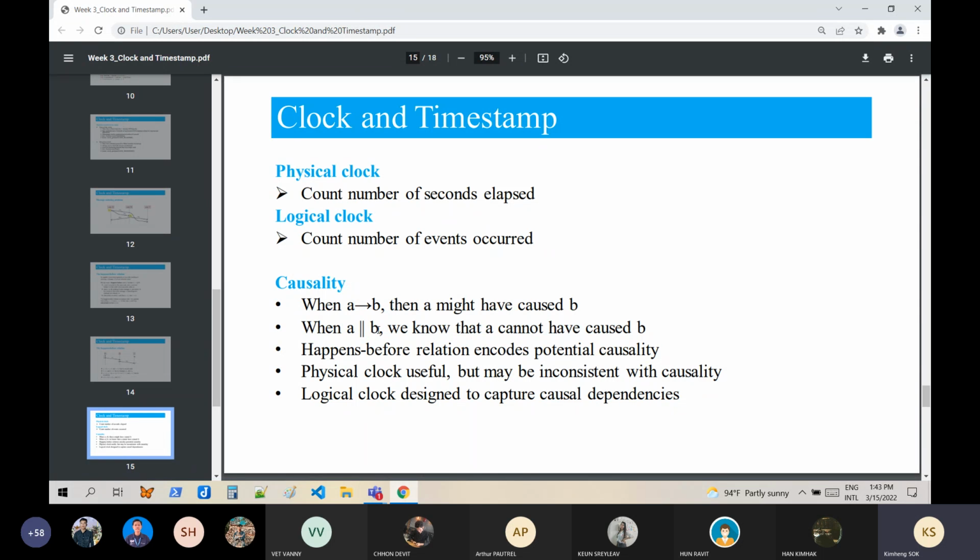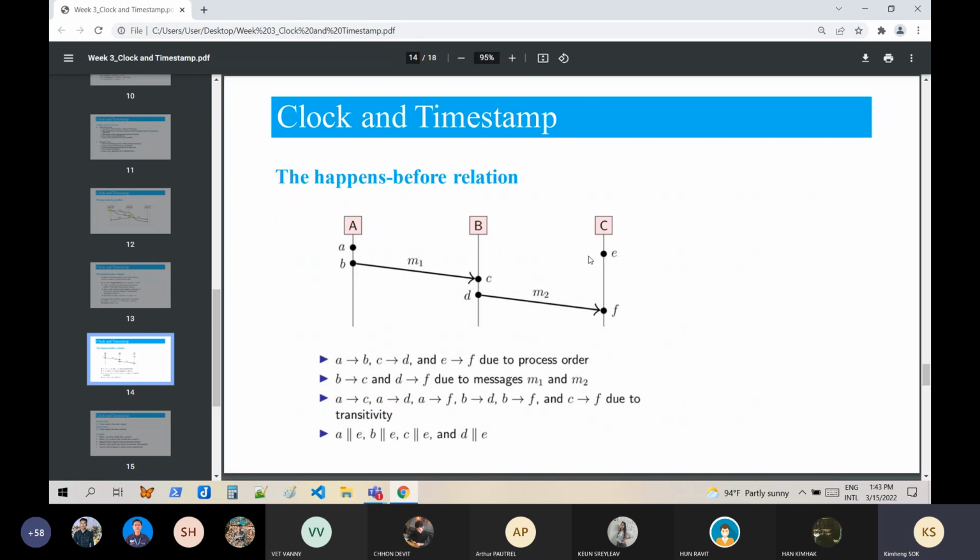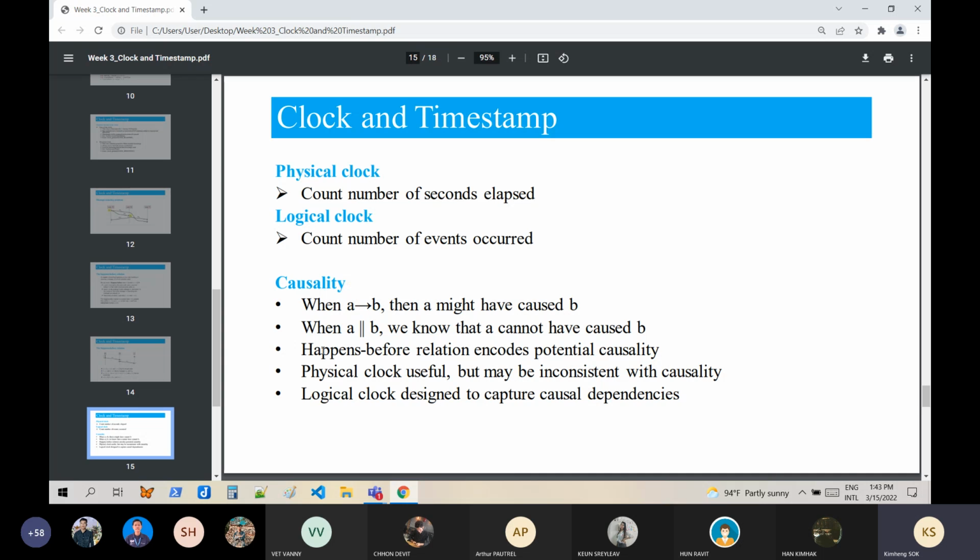So if there is a parallel or concurrent event, for example like A and E, we don't know which one caused which one. Okay, so there is no causality. Happen-before relationship encodes potential causality. Physical clock is useful but may not be consistent with the causality, and logical clock is designed to capture the causality dependency.